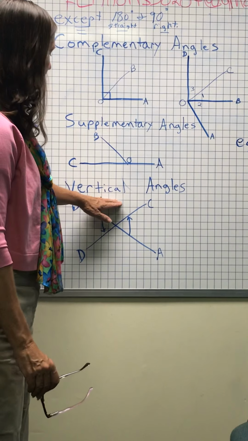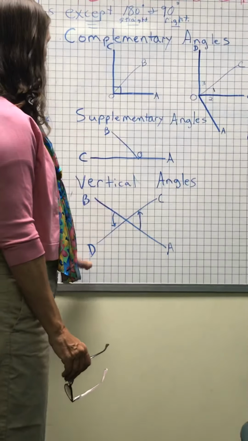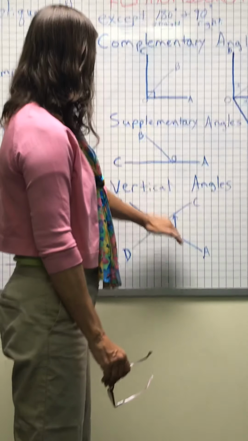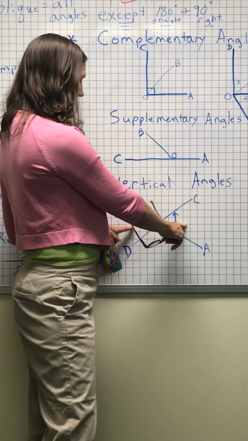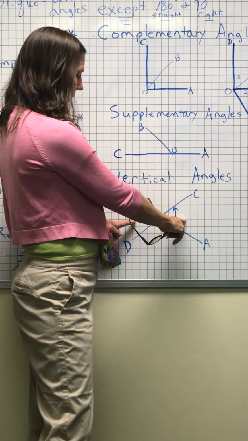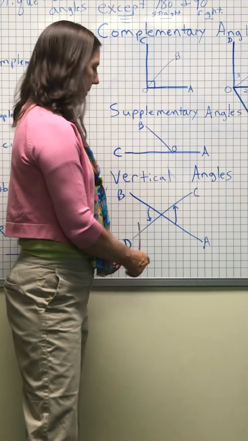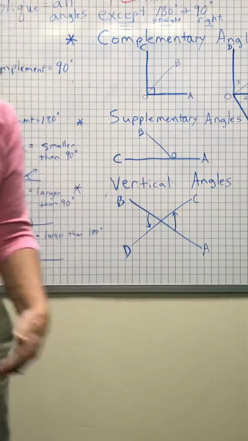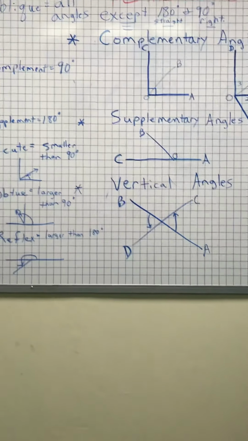Vertical angles. That means anytime 2 lines cross each other, the opposite angles are vertical angles. This one is vertical to this one. This one is vertical to this one. Those are just some definitions. It's going to help you to do this assignment.